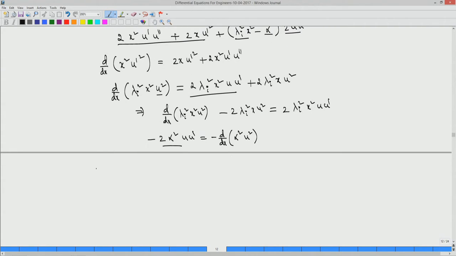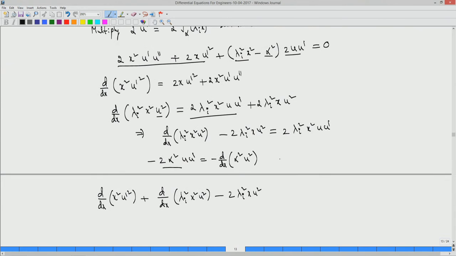If I do this, you can rewrite the first two terms as d dx of x square u dash square, plus d dx of lambda i square x square u square minus 2 lambda i square x u square. That is my first term in the bracket, and what is left is finally minus d dx of alpha square u square equal to 0.